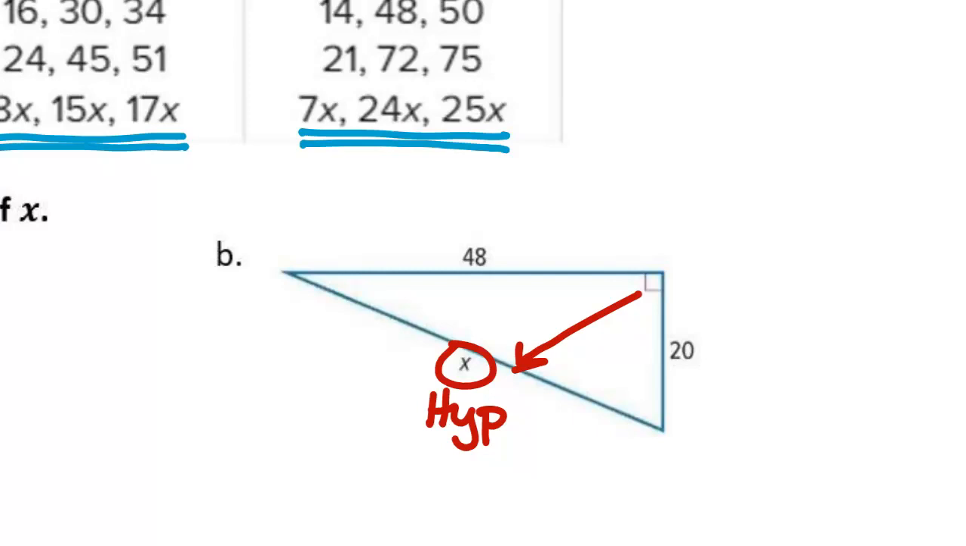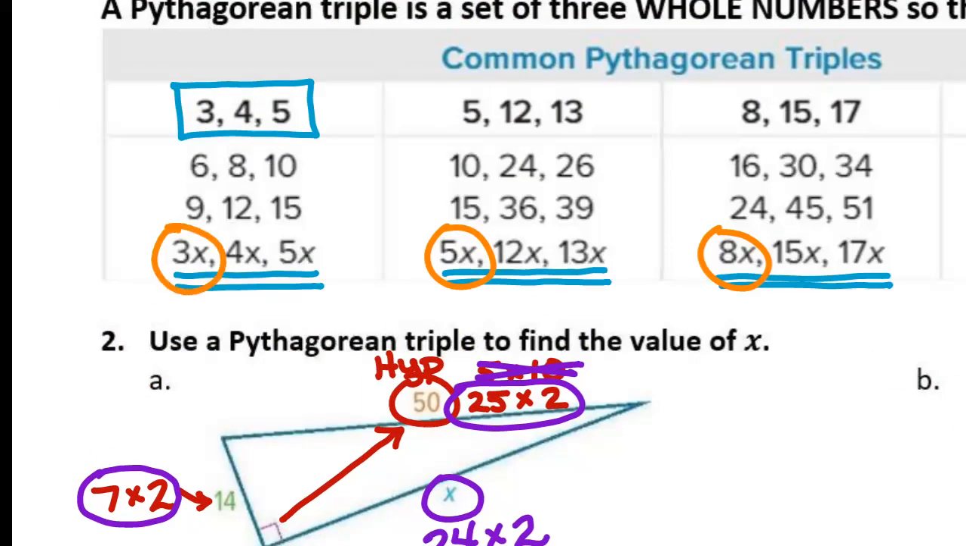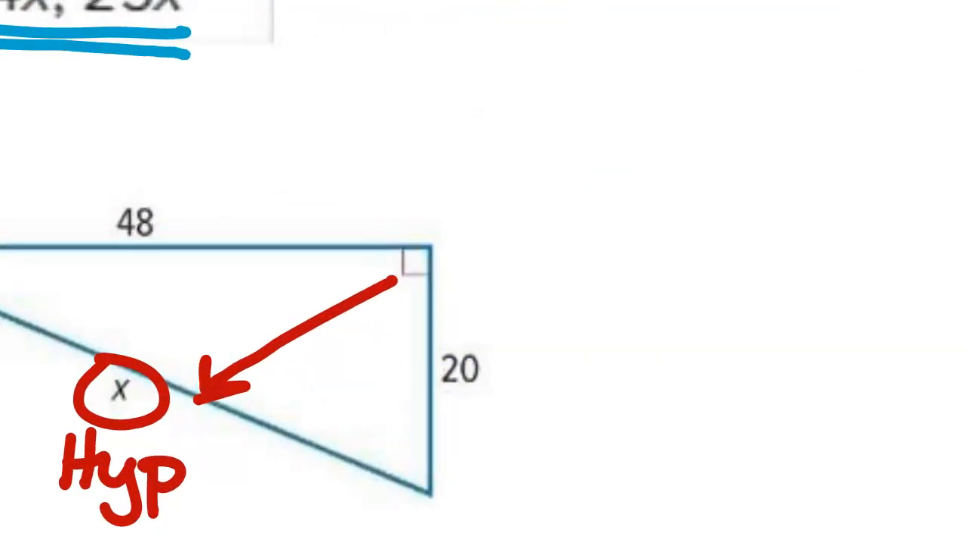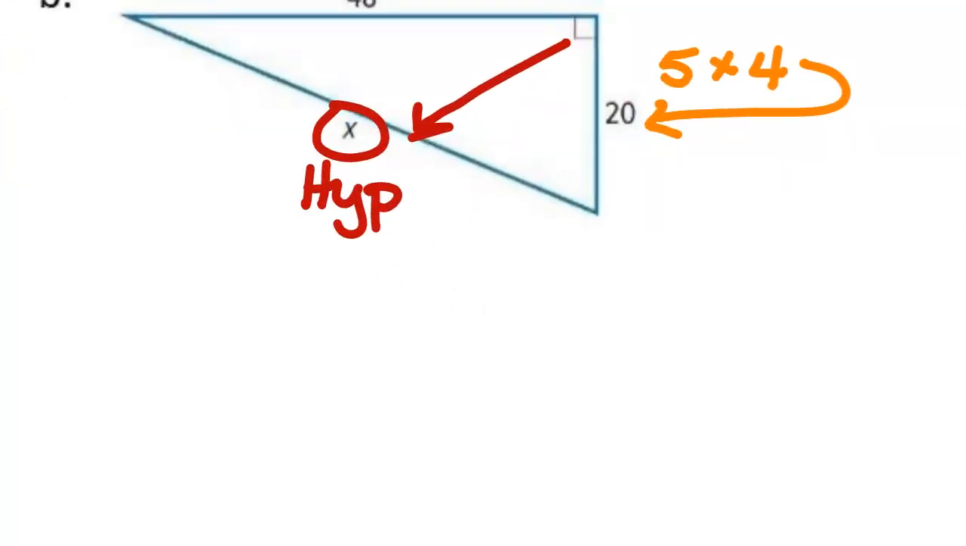Which one of those is smaller? The 20. Okay, so that would have me looking at the first number in each of these. 20 is the smallest one, 48 is bigger, the hypotenuse is always the biggest. Can I do 3 times something and get 20? Can I do 5 times something and get 20? What can I do? 5 times 4. Okay, can I do 8 times something and get 20? 7 times something and get 20? No, so it has to be a 5, 12, 13 triangle.